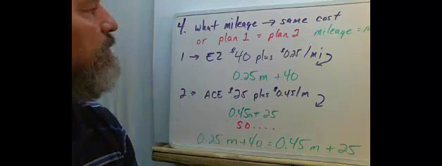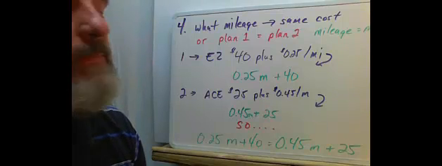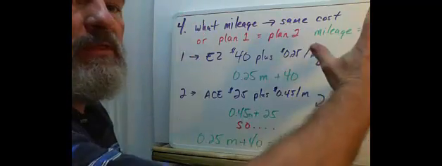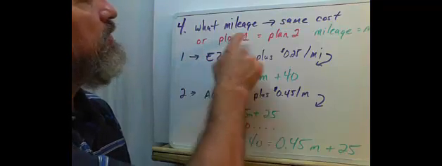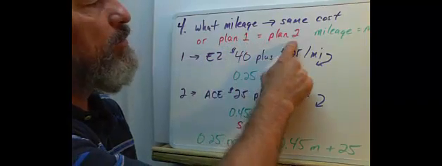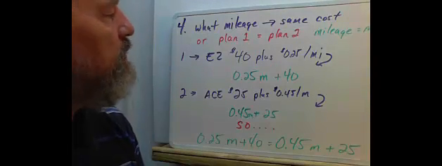Number 4, they ask you, at what point is the mileage the same? Okay, so in other words, they're trying to get you to set up an equation where you have this amount equals this amount, which is exactly what we've been working on. So in other words, another way to put this is that when will plan 1 equal plan 2? And we're going to define a variable. M is going to stand for mileage.